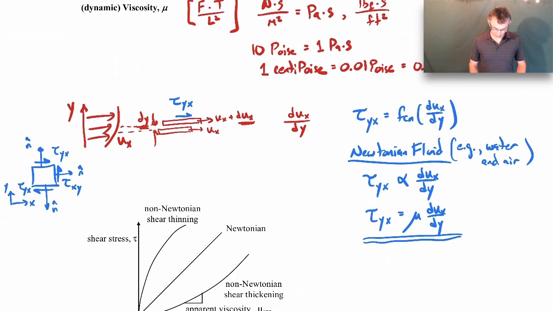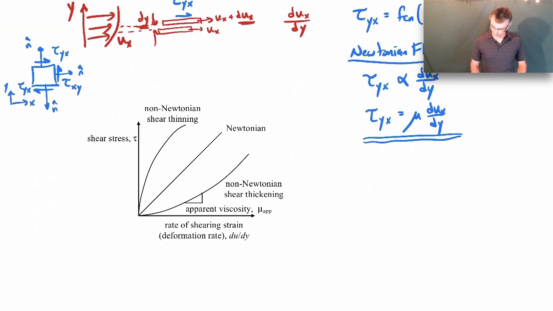So let me just talk a little bit more about Newtonian versus non-Newtonian fluids. So I have a plot here showing the shear stress as a function of the rate of shearing strain, or this is just the velocity gradient. In fact, let me just cross that out. It's not incorrect what I've said there, but it's just easier for me to just write velocity gradient.